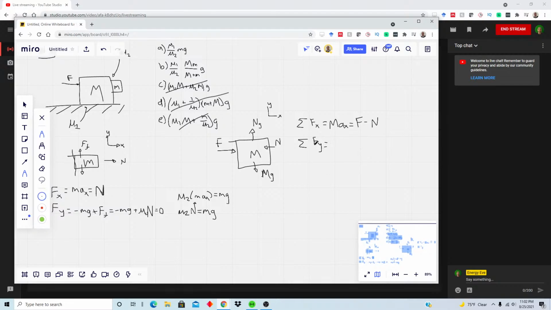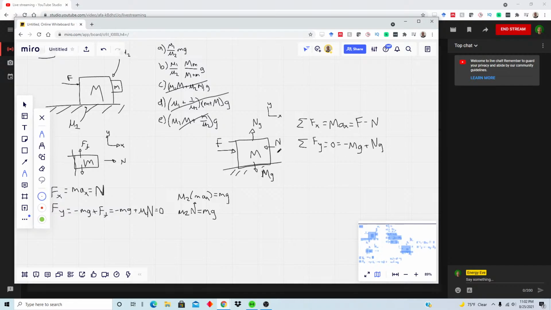Okay, and so for this y direction, what we recognize is this box isn't going into the floor, right? It's being held up. So we can say that the sum of the forces is equal to 0. And when we look, we have the negative Mg for gravity pulling it down, and then we have the floor, the frictional, holding this thing up. Well, not frictional. We have the normal force of the ground.